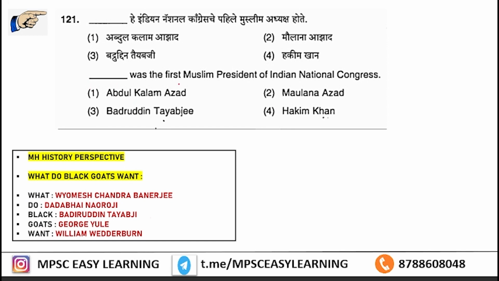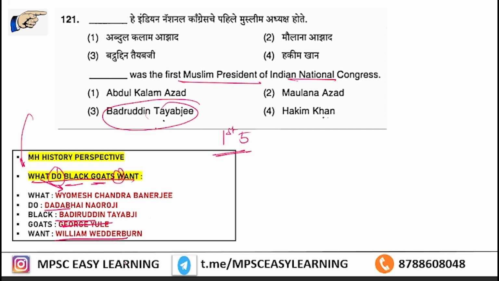Next one. Dash was the first Muslim president of Indian National Congress. Abdul Kalam Azad, Maulana Azad, Badruddin Tayyabji, Hakim Khan. Here your answer is Badruddin Tayyabji. To remember the first 5 presidents, I have made a trick. The trick is: what do black goats want? What stands for Vyomesh Chandra Banerjee, Do stands for Dadabhai Navroji, Black stands for Badruddin Tayyabji, Goats stand for George Yule, and Want, W, William Wedderburn.